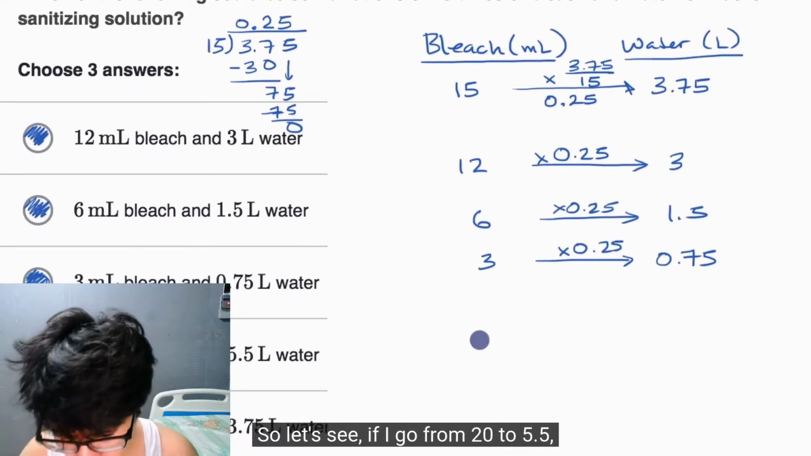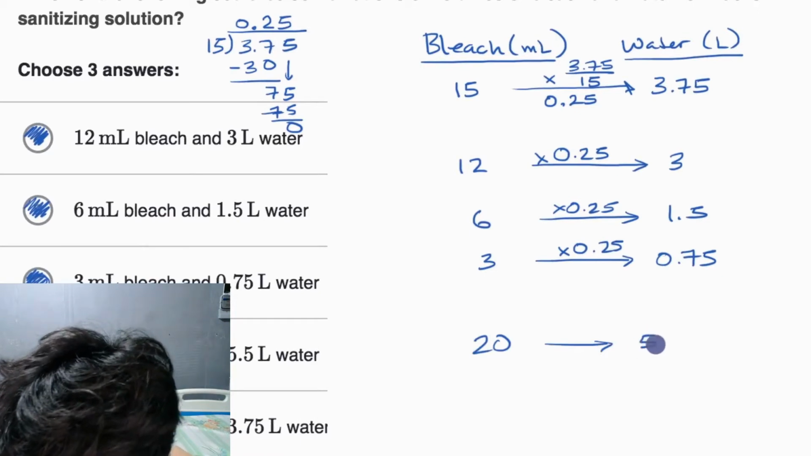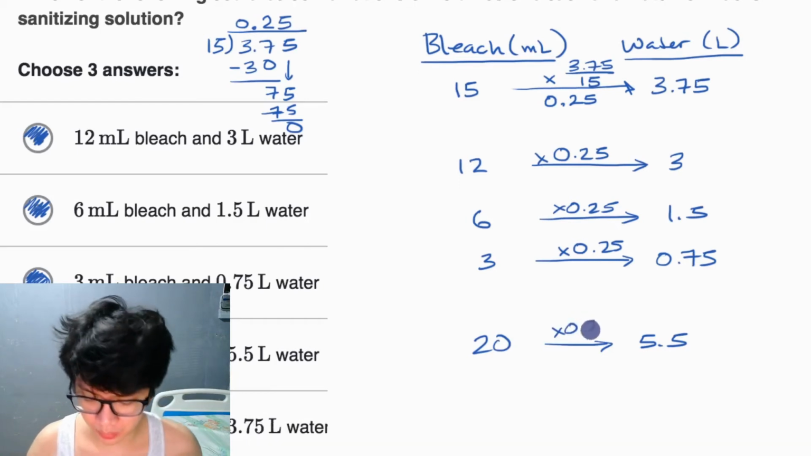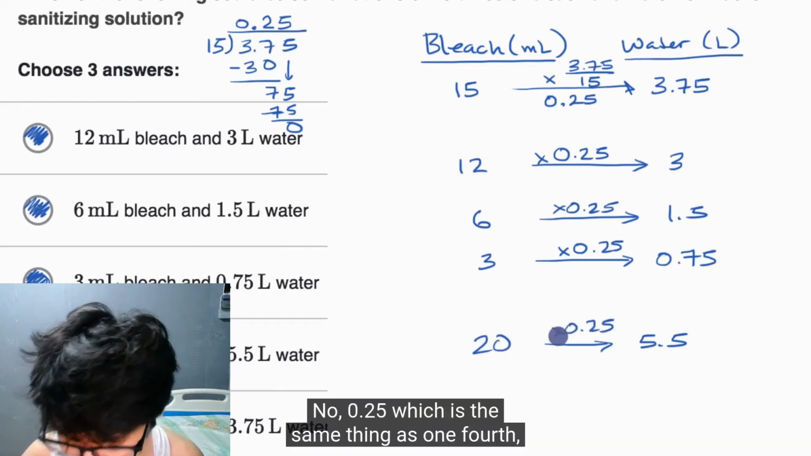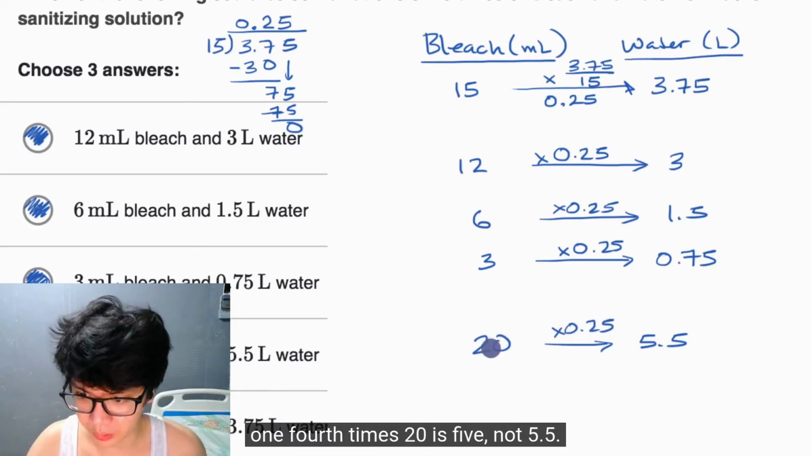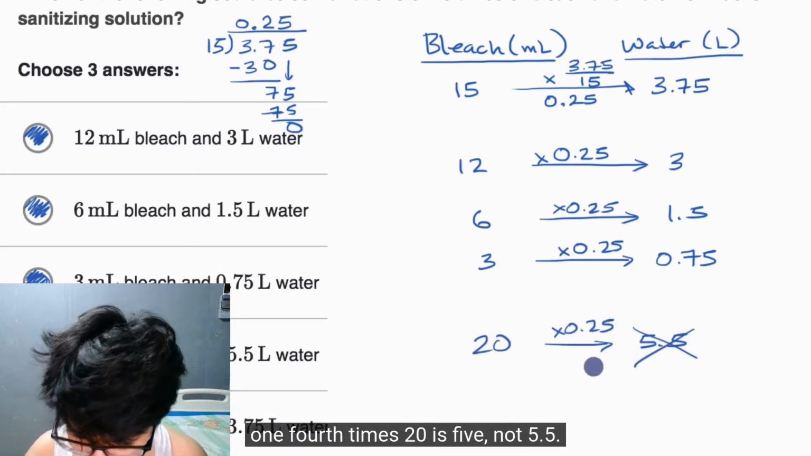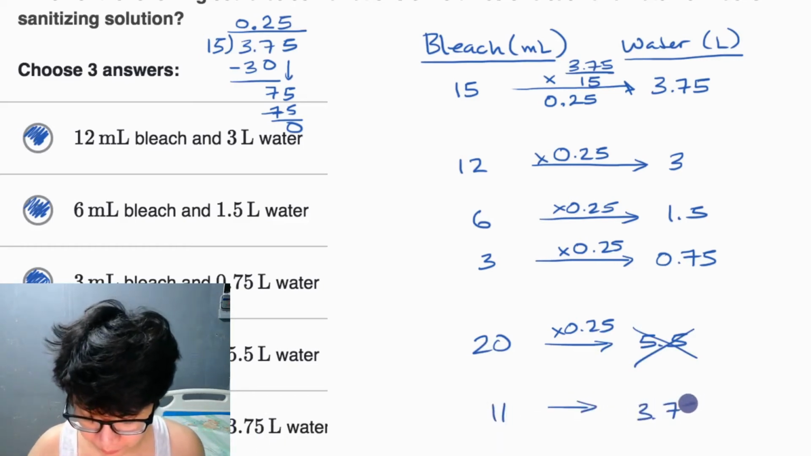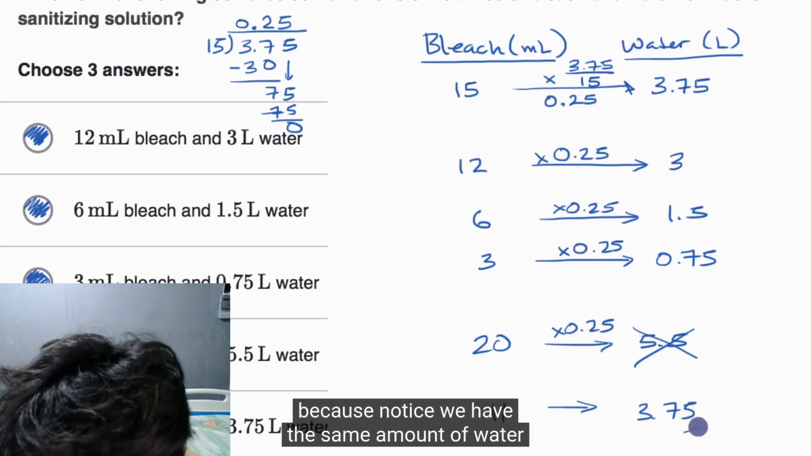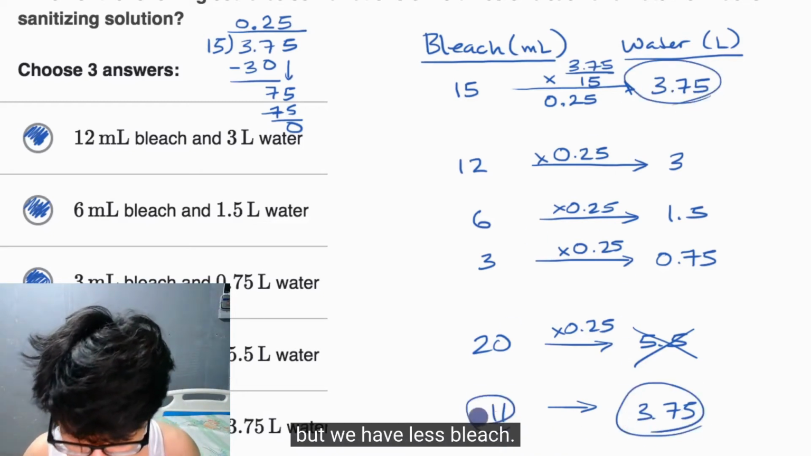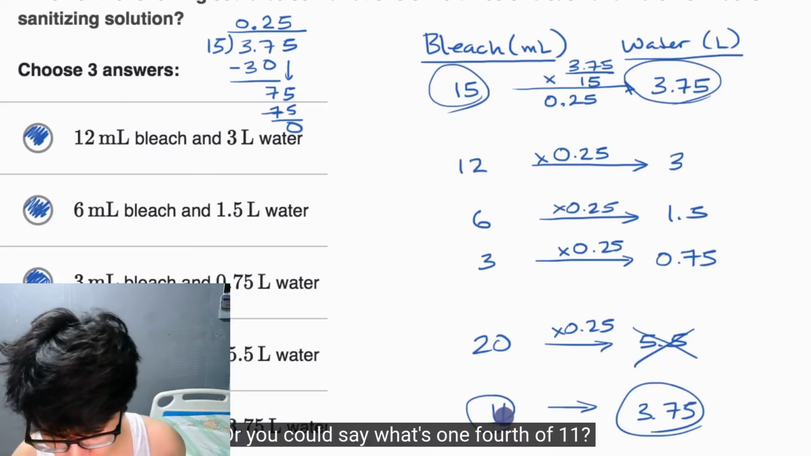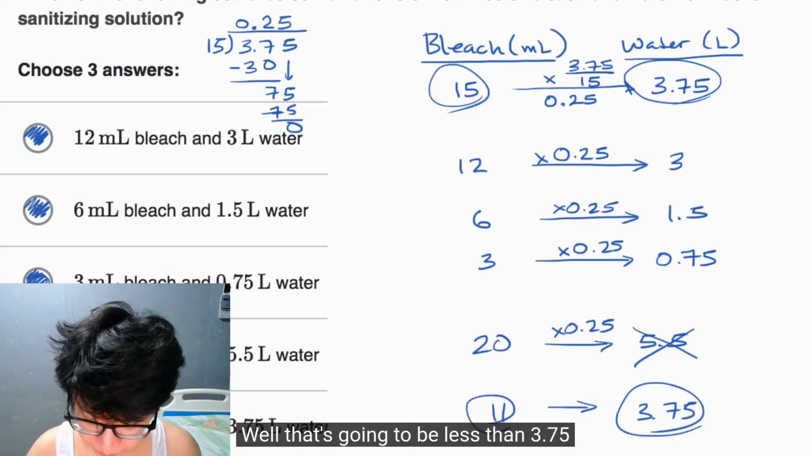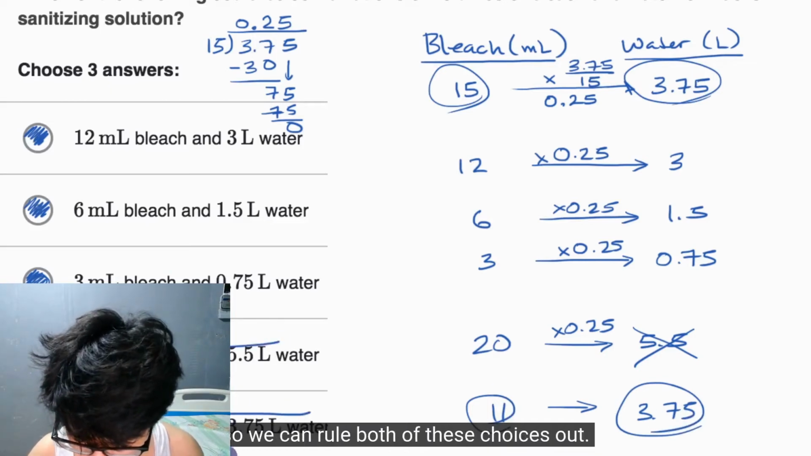If I go from 20 to 5.5, am I multiplying by 0.25? No. 0.25 is the same thing as 1/4, and 1/4 times 20 is 5, not 5.5. So that doesn't work. And then going from 11 to 3.75, we definitely know that's not going to work, because notice we have the same amount of water but less bleach. Or you could say, what's 1/4 of 11? That's going to be less than 3.75. So we can rule both of these choices out.